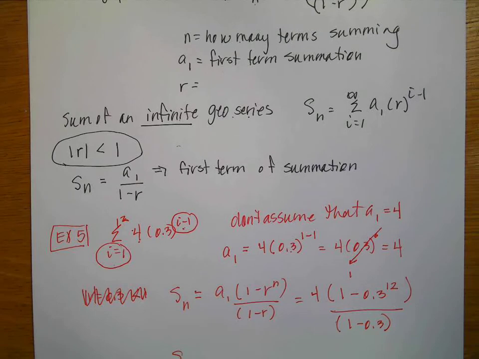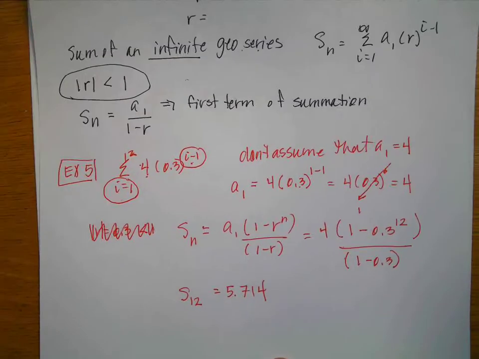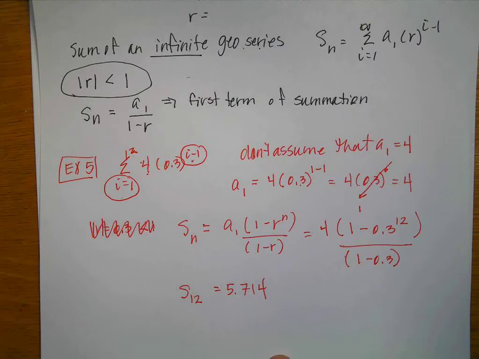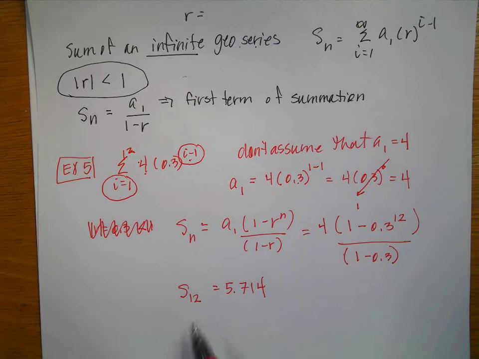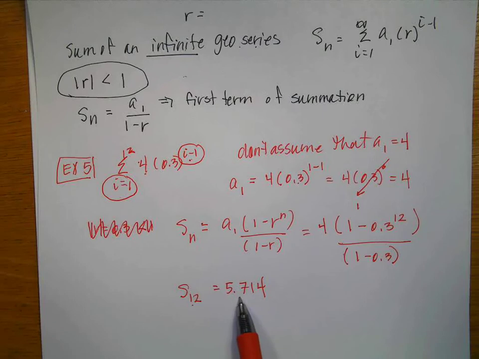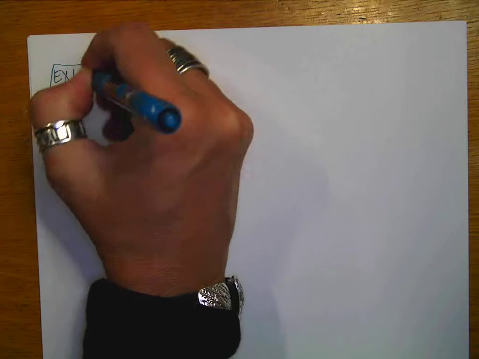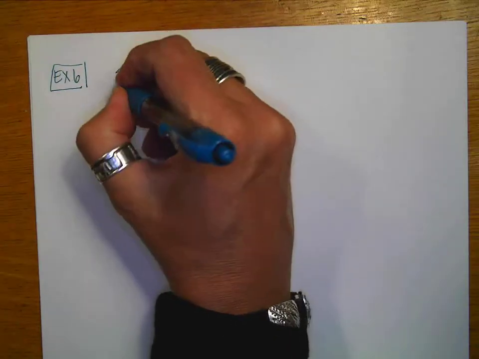I put that in my calculator carefully, and I would get that the 12th sum is equal to 5.714. Okay, let me move my paper up so you can see that. So that would be how I report my solution. S sub 12, because I'm taking the 12th partial sum, is equal to 5.714. Okay? All right, I have 2 more examples, and then we are done.